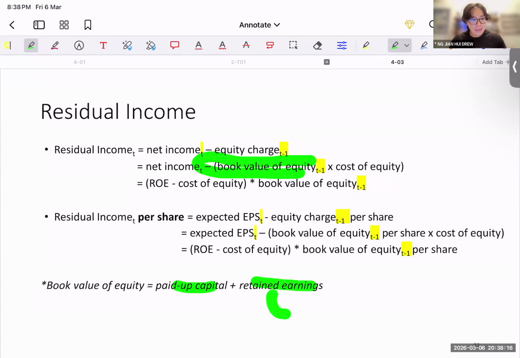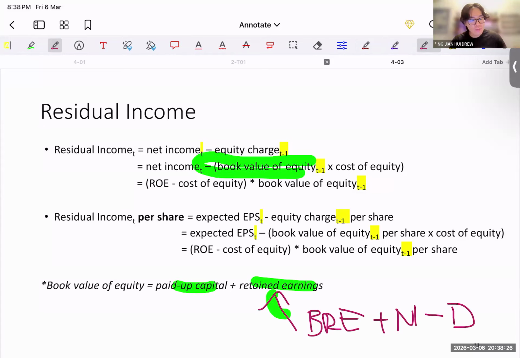And your retained earnings, recall, is your beginning retained earnings plus net income minus dividends. This means that if you are going to use the book value of equity as of T, you would have already added your net income as of T. So you're going to have net income, net income. You're going to double count your net income.